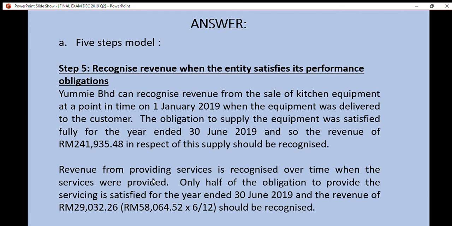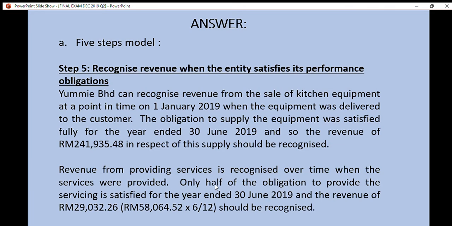The revenue from the service has to be recognized over the period when the service has been provided. In this situation, only half of the obligation to provide the service is satisfied for the year ended 30th June 2019, because the contract begins on 1st January 2019 and ends on 31st December 2019. But the financial year of this company ends on 30th June 2019.